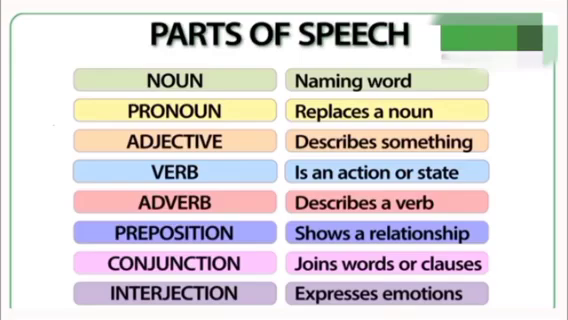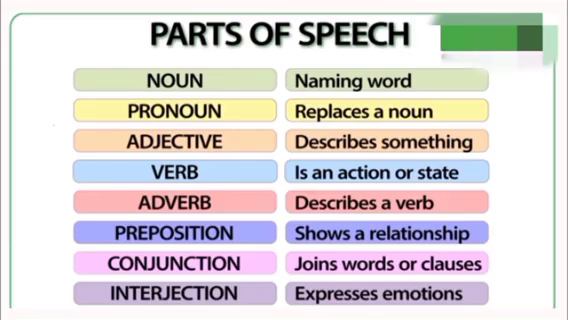Each part of speech has a specific use or function. In general, a noun is a naming word which is the name of something. A pronoun replaces a noun. An adjective describes something. A verb is an action or state of being. An adverb normally describes a verb or sometimes gives more information about an adjective.